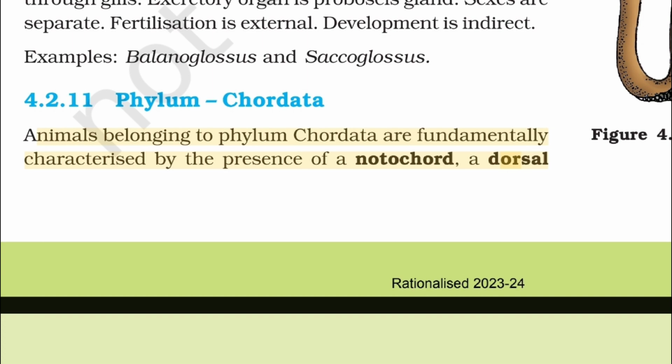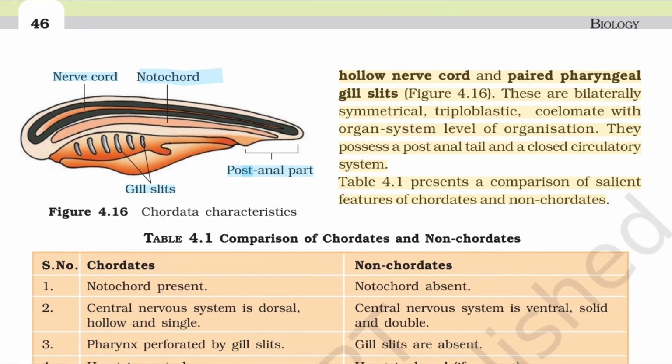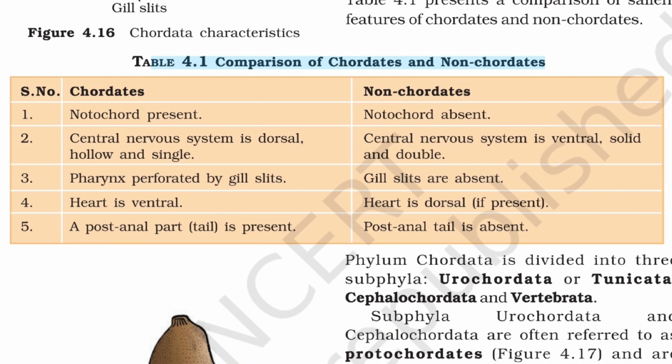4.2.11. Phylum Chordata. Animals belonging to phylum Chordata are fundamentally characterized by the presence of a notochord, a dorsal hollow nerve cord and paired pharyngeal gill slits, figure 4.16. These are bilaterally symmetrical, triploblastic, coelomate with organ system level of organization. They possess a post-anal tail and a closed circulatory system. Table 4.1 presents a comparison of salient features of chordates and non-chordates.